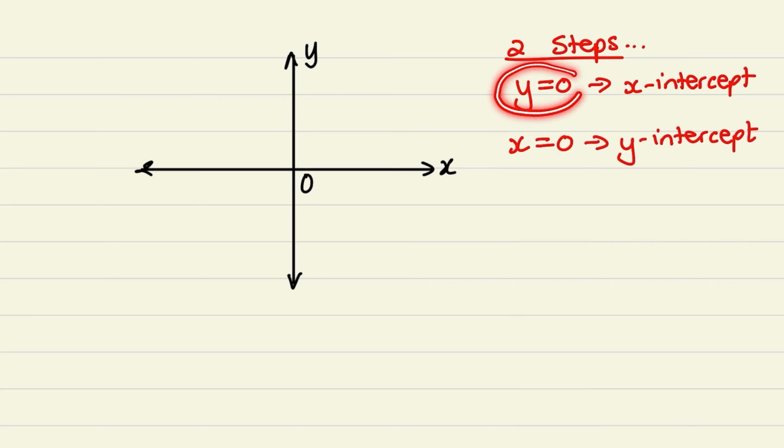First, we will set y equal to 0 to find the x-intercept, so the value where the function intersects with the x-axis. And in our second step, we'll make x equal to 0 to find the y-intercept, meaning the value where the function intersects with the y-axis. Once we have those 2 points, the x and y-intercept, we can simply connect them with a straight line, and that will be our function.